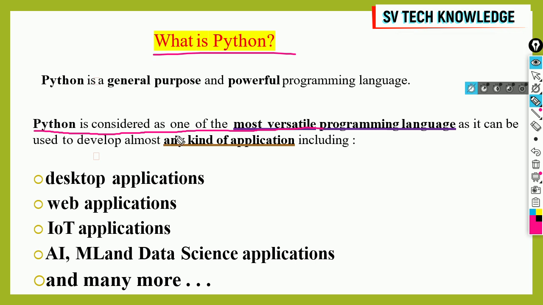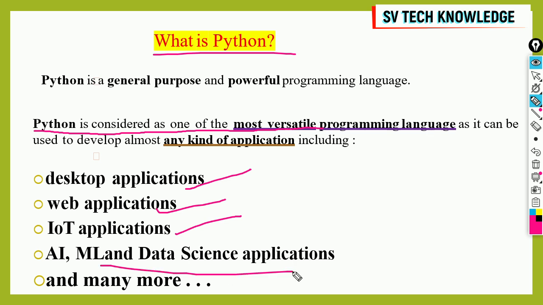Python is considered one of the most versatile programming languages. It can be used to develop almost any kind of application, including desktop applications, web applications, IoT applications, AI, ML and data science applications, and many more. In present technology, Python is used anywhere and everywhere. Why? Because Python has huge libraries.